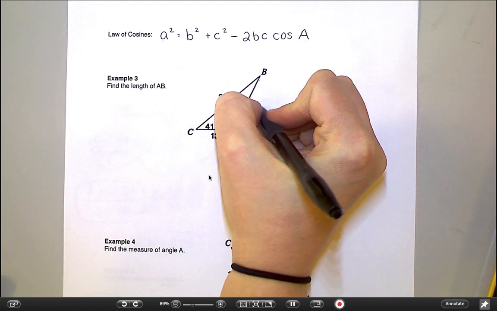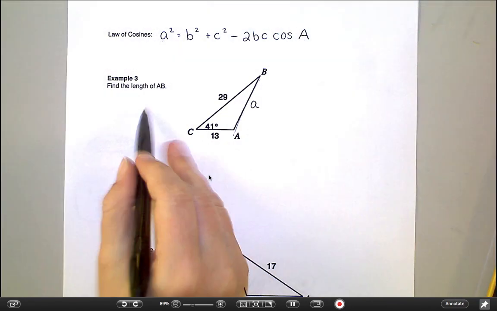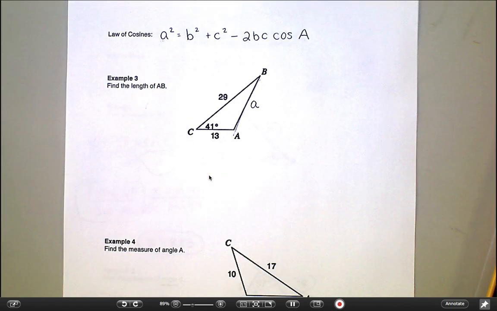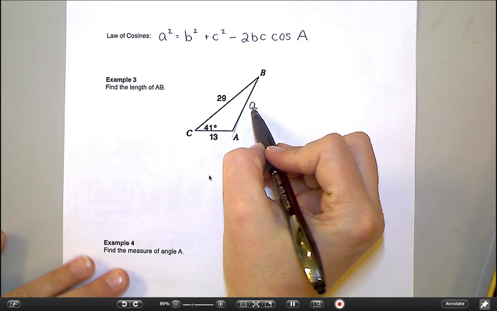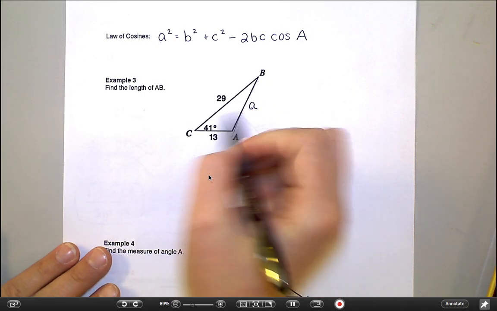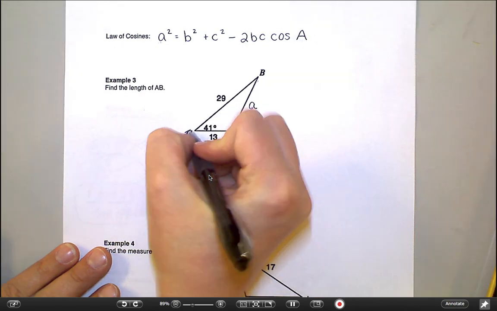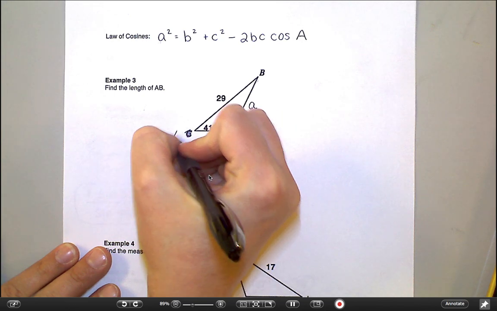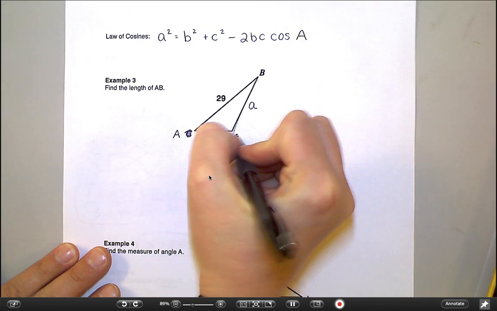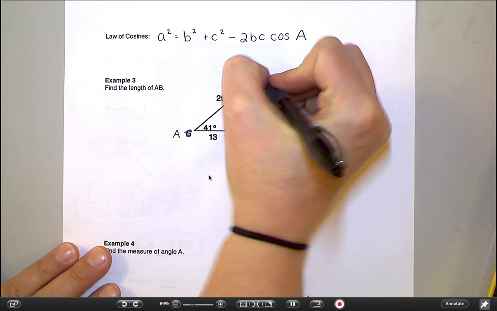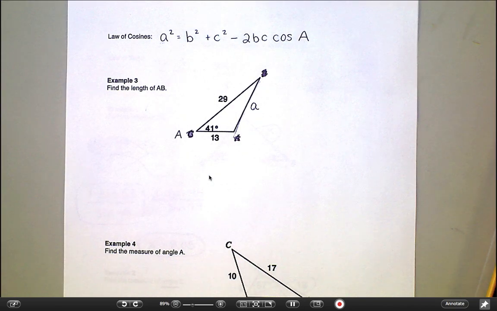So whatever I'm trying to find, whatever piece I'm trying to look for, label it A. Whether it's a side or an angle, label it A. But if this is side A, then technically this 41 degrees should be my angle A. So notice I'm ignoring the letters that were given to me on the picture. They are meaningless. I want to letter it my own way.